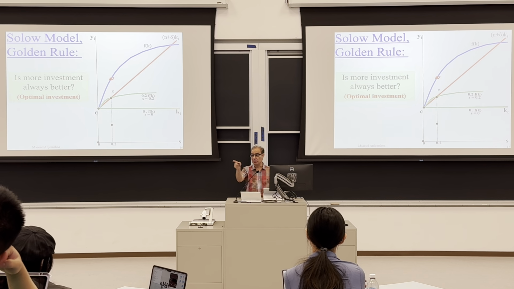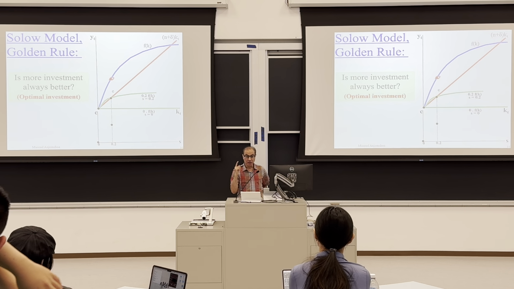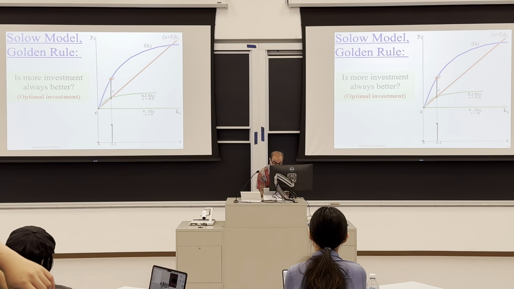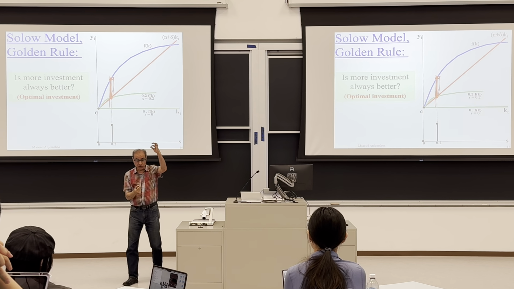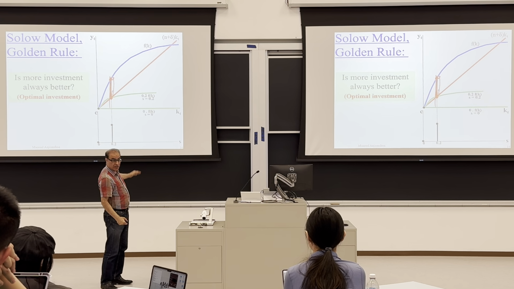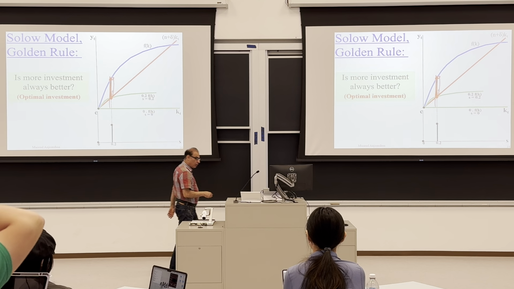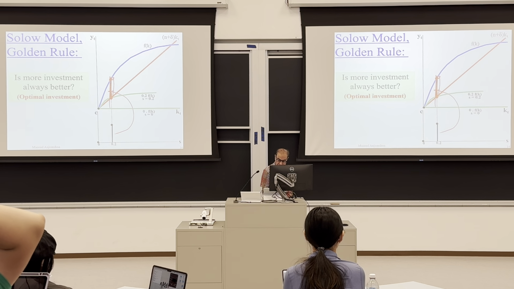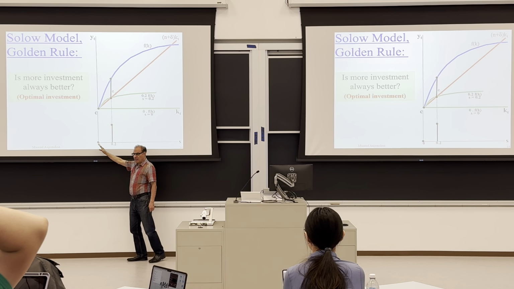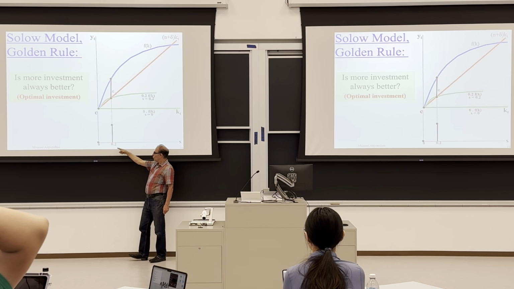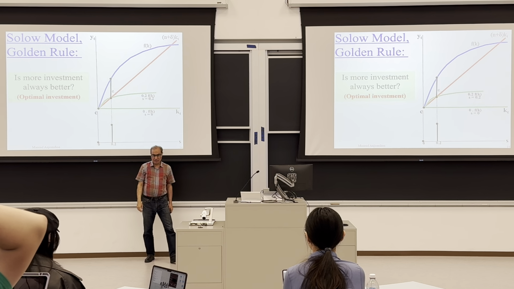But remember I told you, I need that in a few minutes. That was for now. So this gap is representing consumption. The gap between the production function and the depreciation line. Can you see it here? So I put this here. So as you can see, initially, when the saving rate is going up, consumption goes up.